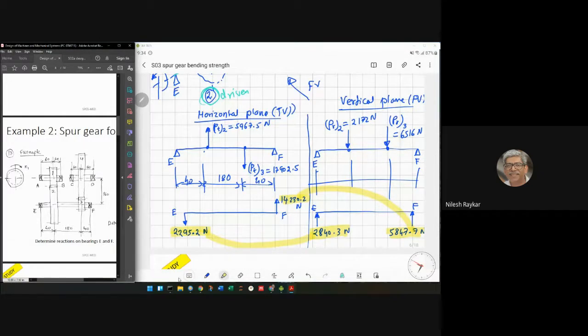So if we vectorially add them, that is, square root of the sum of squares, you will get the total reaction at that particular bearing. And in the next module, we are going to learn how we select a bearing for that particular reaction. That we will study after a few lectures about gear design. After we complete gear design, we'll go into that.